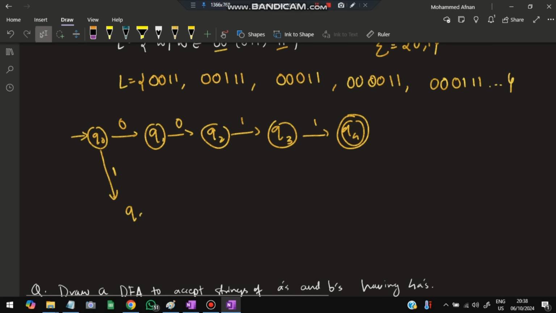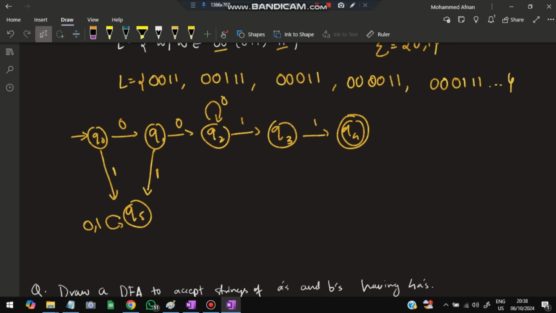So let's make the dead state Q5, and from here it will be 01. Okay. After that, 1 we have made here. And from here also, if 1 comes, it should go to the dead state. Okay, 00 is started. Now from here, I can take as many zeros and ones as I want. If it is 0, I can have a self loop here. It can be n number of zeros. The ending should be 11.